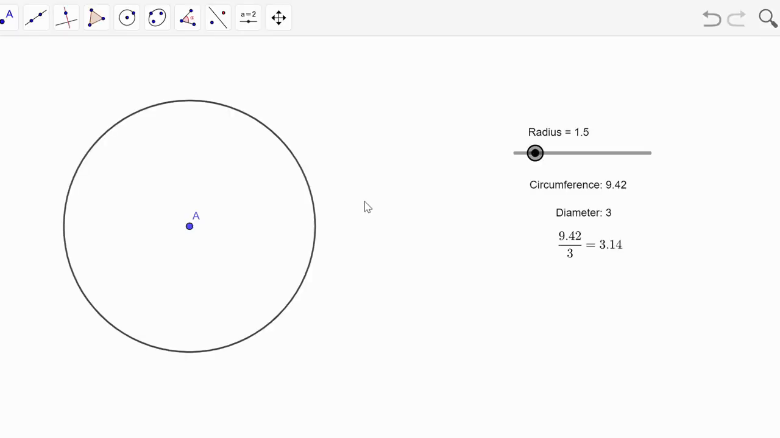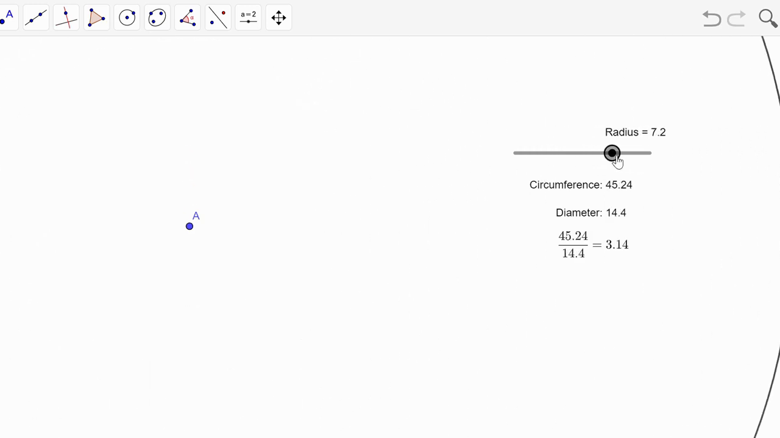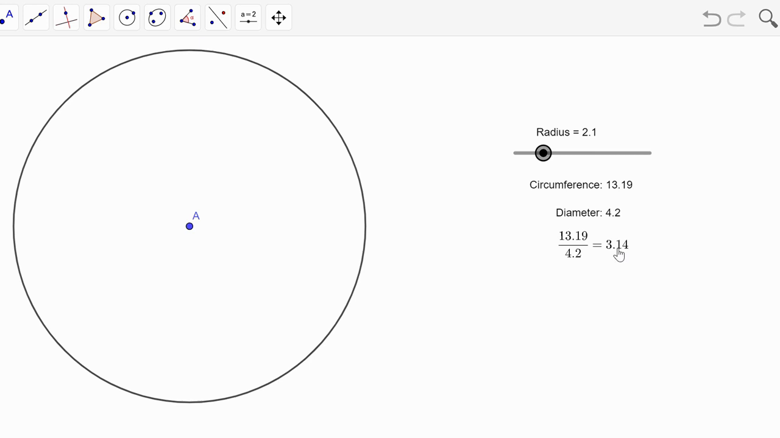3.14159265? So pi is defined as the ratio between the circumference and the diameter. Right here I have a circle of radius, right now it's 1.5, and I have the circumference divided by the diameter shown. So if I increase the radius or if I decrease it, the ratio is always 3.14. Now there are other decimals, but the computer doesn't calculate past 2 decimals.